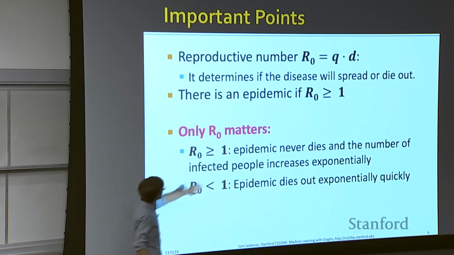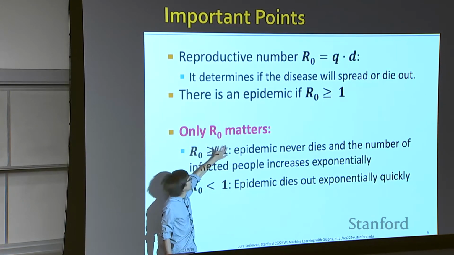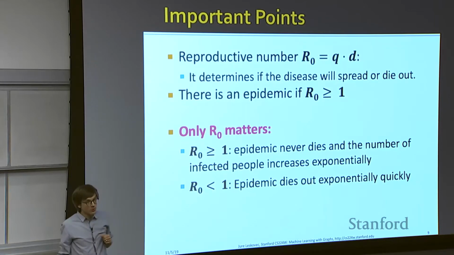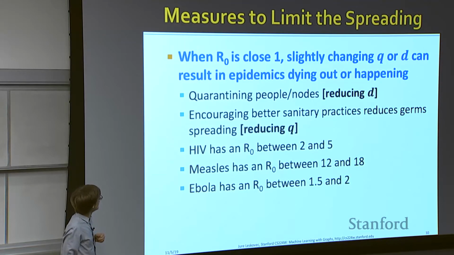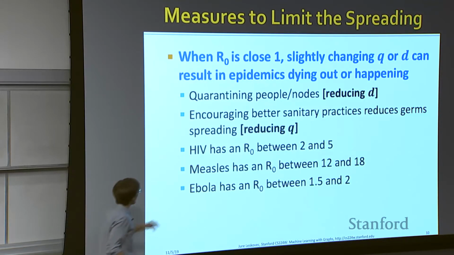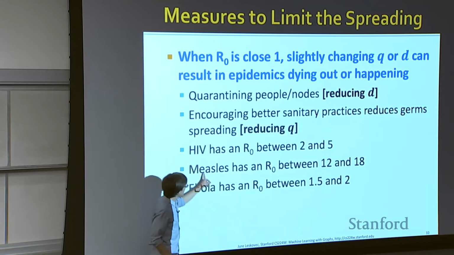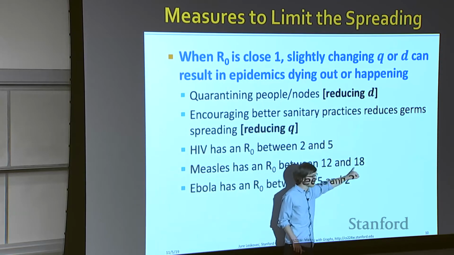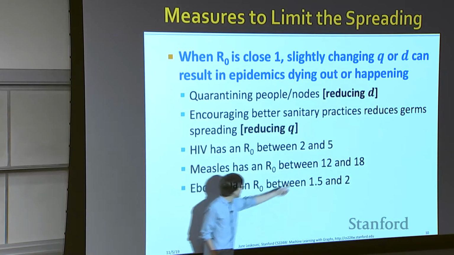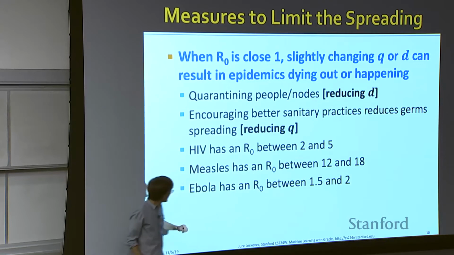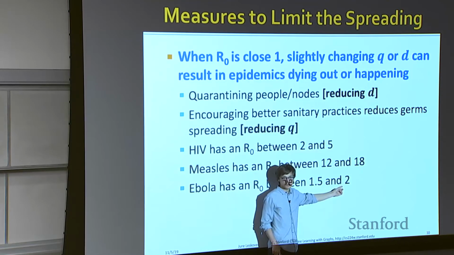And this is really what people in epidemiology care about: this one single number, which is called R0. So I will now tell you a few R0s for different diseases. For example, HIV has R0 between 2 and 5. Measles has R0 between 12 and 18. So on average, somebody with measles will infect between 12 and 18 others. Ebola has R0 between 1.5 and 2.